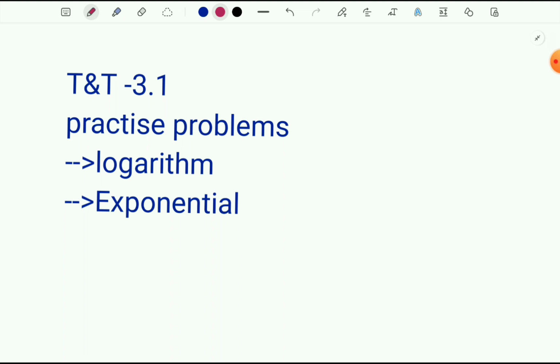So in this tutorial we are going to discuss some mathematical problems from our recently published books, and these are the chapters: Logarithm and Exponential. This tutorial is not going to be on new concepts, but we'll use our previous tutorials' concepts and solve some problems from our recently published books. That is why this is going to be the tips and tricks series 3.1.